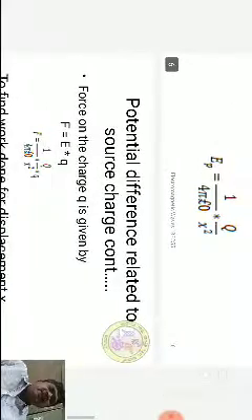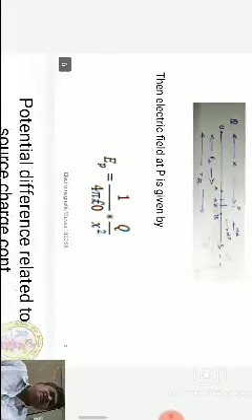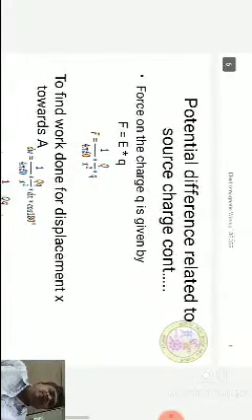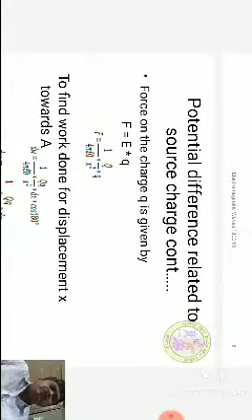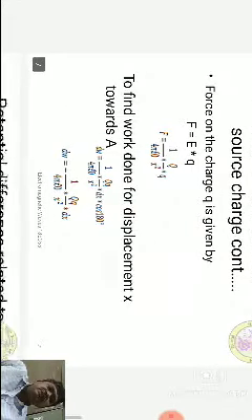Now we have applied a force. The force is applied to move the test charge from P through a small distance dx. When I apply a force, what is that force? Force is equal to E into Q. So let us substitute for E: 1 upon 4 pi epsilon naught into Q upon x square into Q. So this is the force applied.